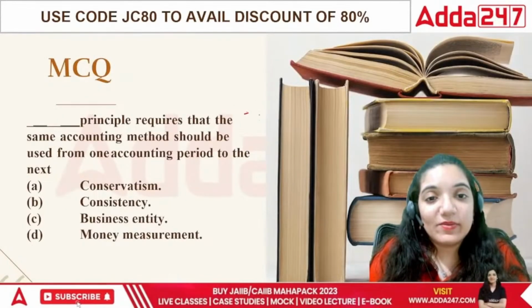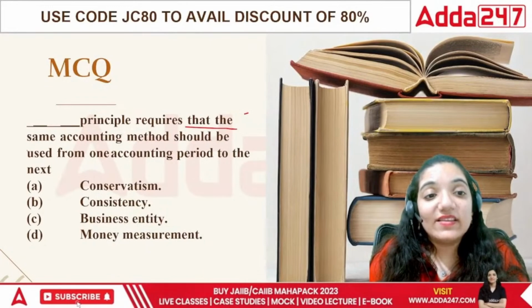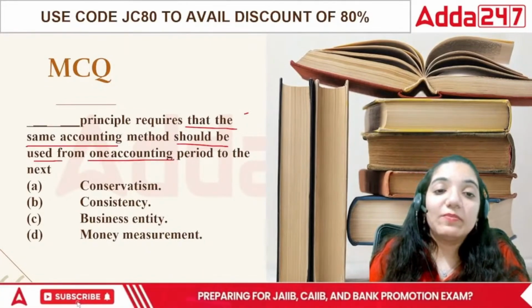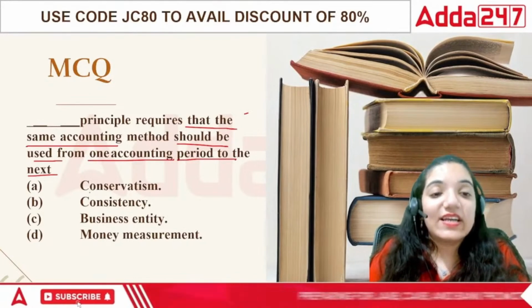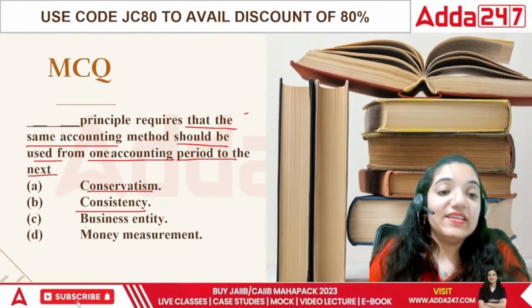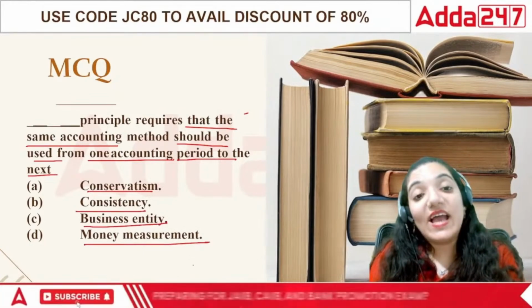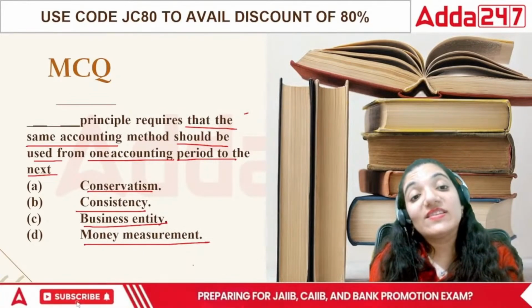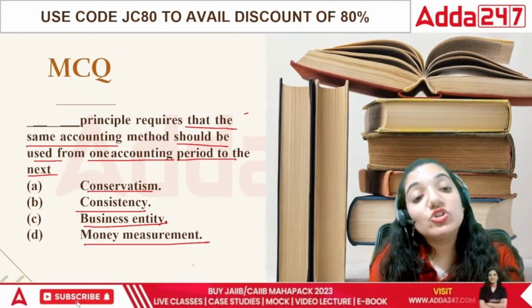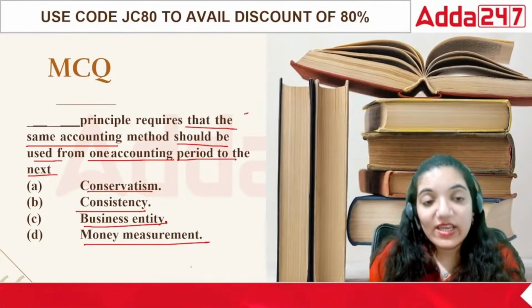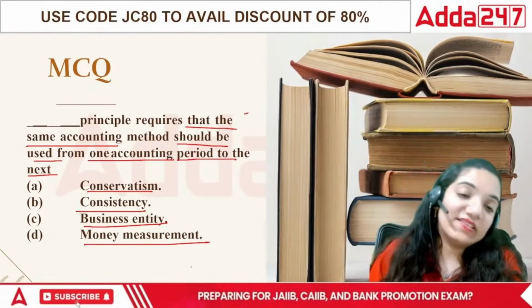Dash principle requires that the same accounting method should be used from one accounting period to the next. Conservatism, consistency, business entity or money measurement. Dash principle requires that the same accounting method should be used. Right? We are asking that the same method should be used from one accounting period to the next accounting period.